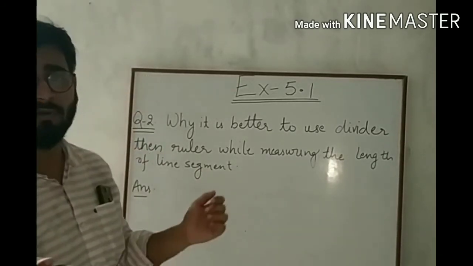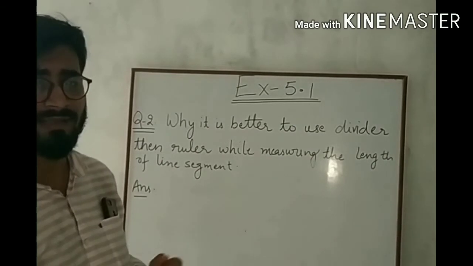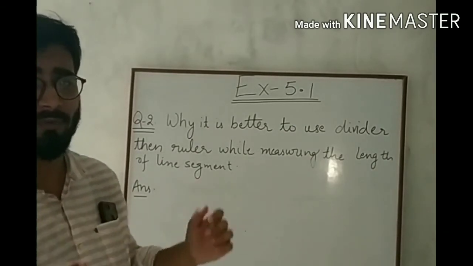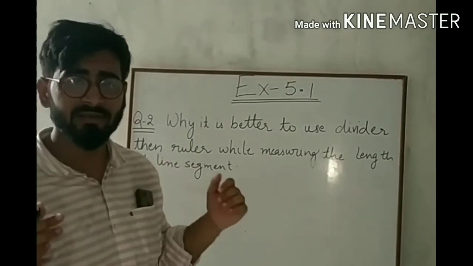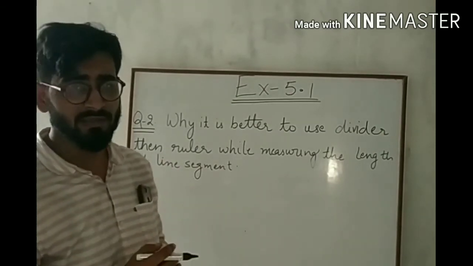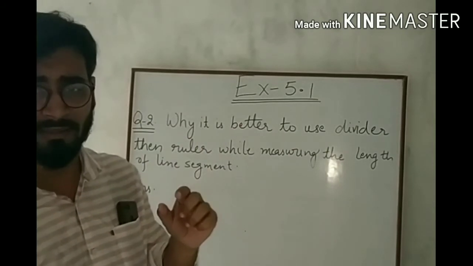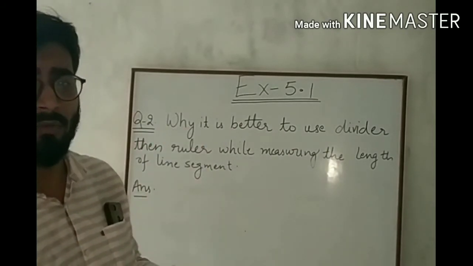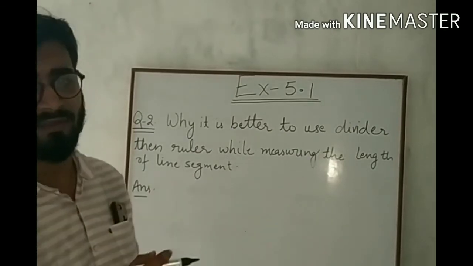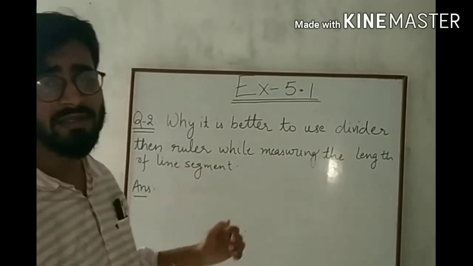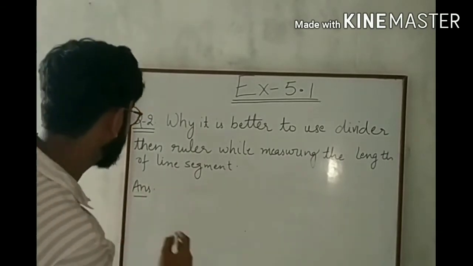I have already told you that we can measure the length of a line segment with the help of a ruler and a divider. But here they are asking why it is better to use a divider than a ruler. You know, a ruler is somewhat thick. Because of the thickness of the ruler, we may find difficulty in reading the length of the line segment. So it is better to use a divider.